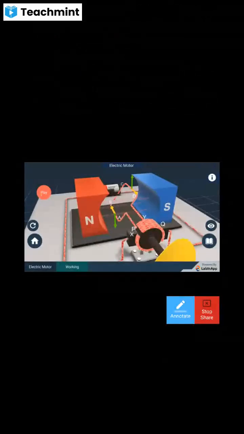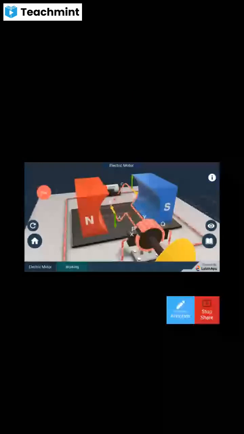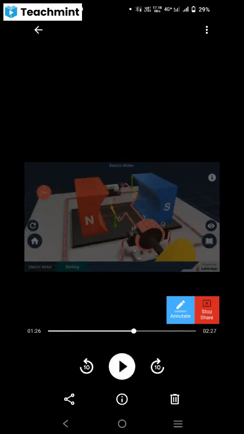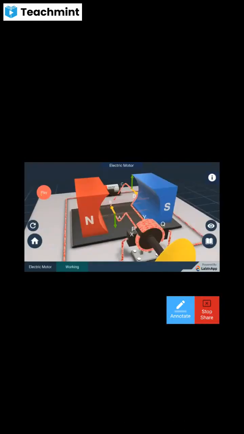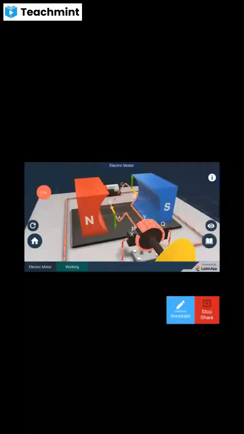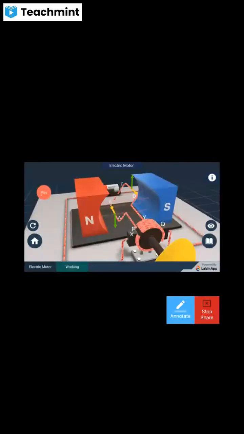What they are telling is, the current is passing through A, B, C, D, correct? A to B, B to C, C to D. So after half of this cycle, it is reversed. A and B go to the other side. So after every half cycle, the current reverses. But still, as the carbon brushes are there, they do not reverse.